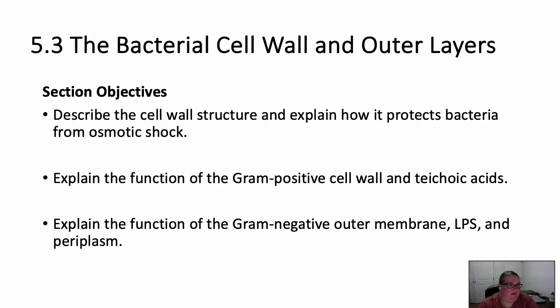Okay, section 5.3, we're going to talk all about bacterial cell walls some more, and those outer layers that are by the cell wall. The objectives for this section are that you'll be able to describe the cell wall structure and explain how it protects bacteria from osmotic shock. You'll be able to explain the function of gram-positive cell walls and teichoic acids, and you'll be able to explain the function of gram-negatives and the gram-negative outer membrane, the LPS, and something called the periplasm.